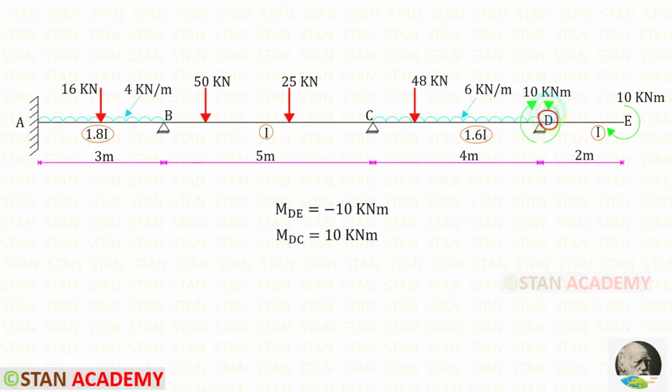In the point D, we can easily find the final moments because on the right side we have overhanging. In the point E, we have concentrated moment 10 kilonewton meter. It is acting in the clockwise direction. So MDE should be acting in the anti-clockwise direction, so it will be negative, and MDC should be acting in the clockwise direction and it should be positive. The values of MDE and MDC should be equal to this moment 10.